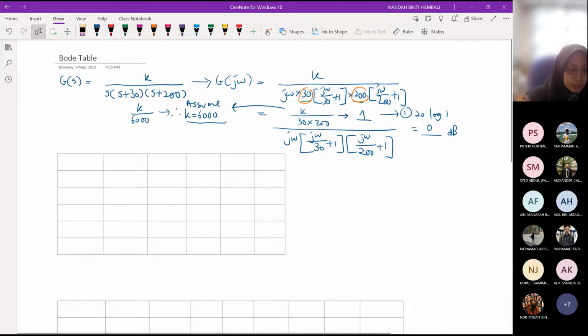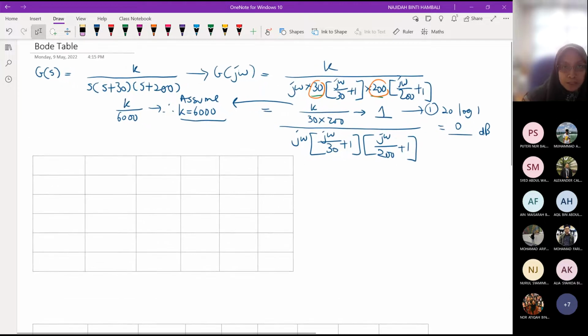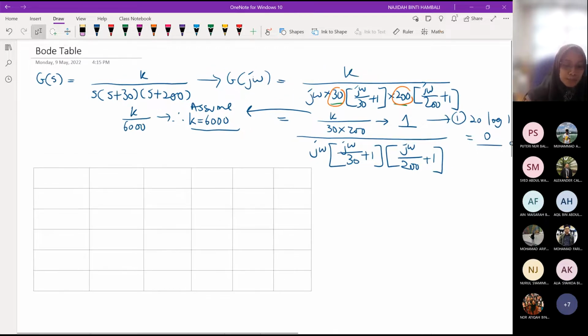Okay, siapa yang dah pernah belajar sebelum ni masa diploma, that's okay. This is advantage for you for revision. But for those who already forgot what you have learned for Bode plot sketching, this is a preparation, the calculation before we sketch this one. There are other methods, but this one is the fastest one, the easiest for student to understand. Please, I suggest you to use this method.